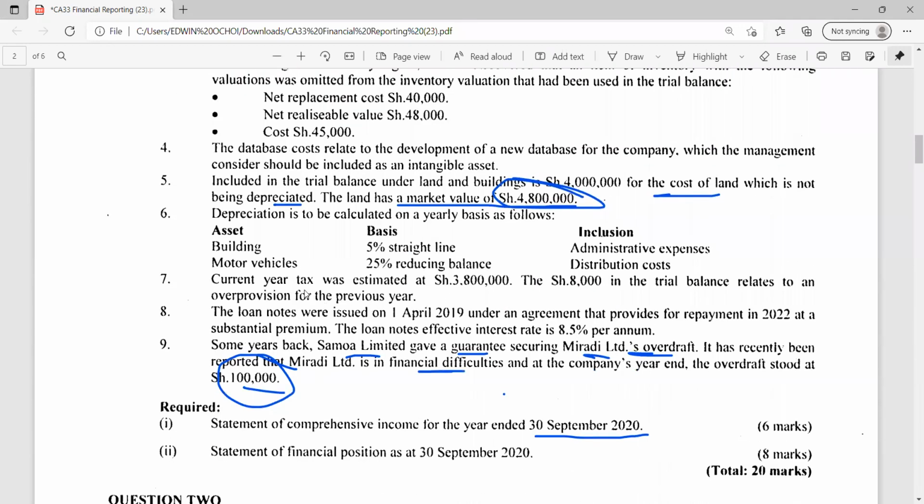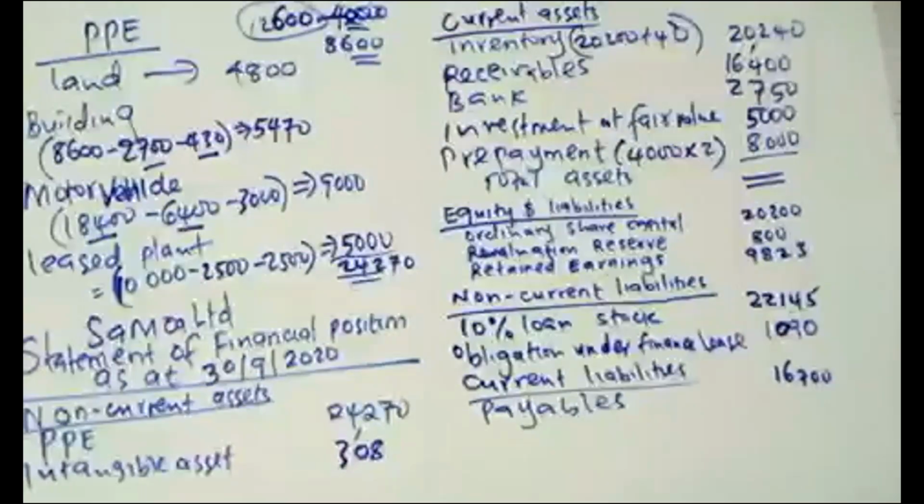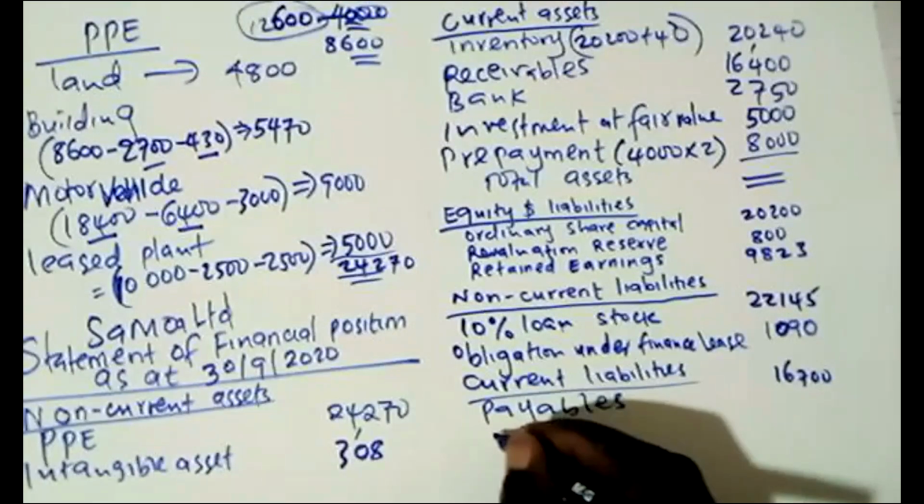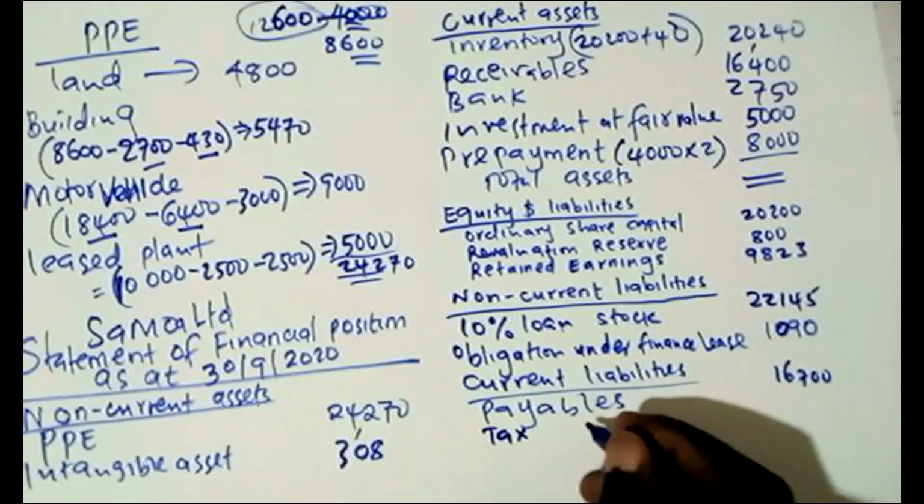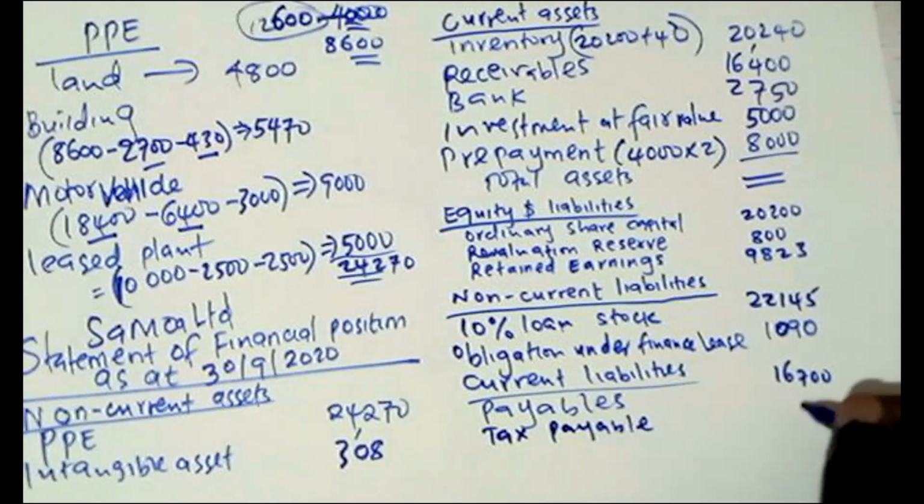Now the current tax they were supposed to pay, which is estimated. Number 7, the current year tax was estimated to be 3.8. Sometimes they say it is to be provided. So tax payable, the one they were supposed to pay, is 3.8 in the current year.